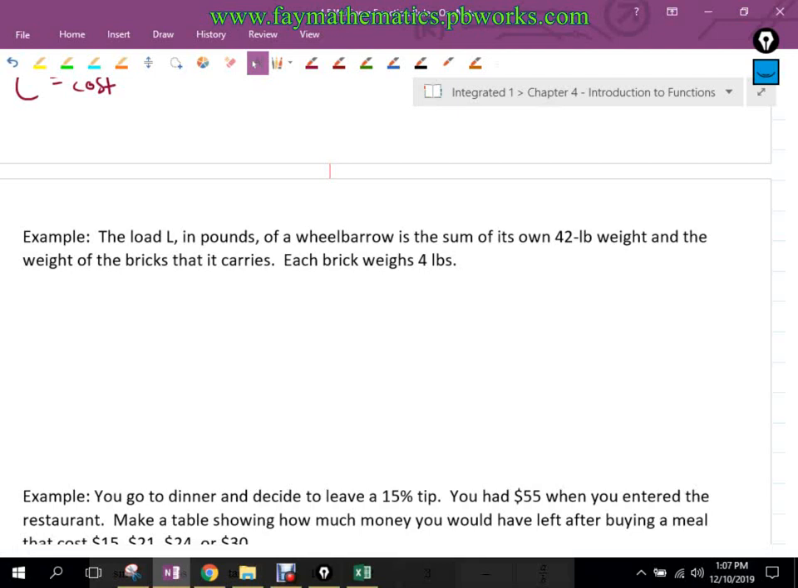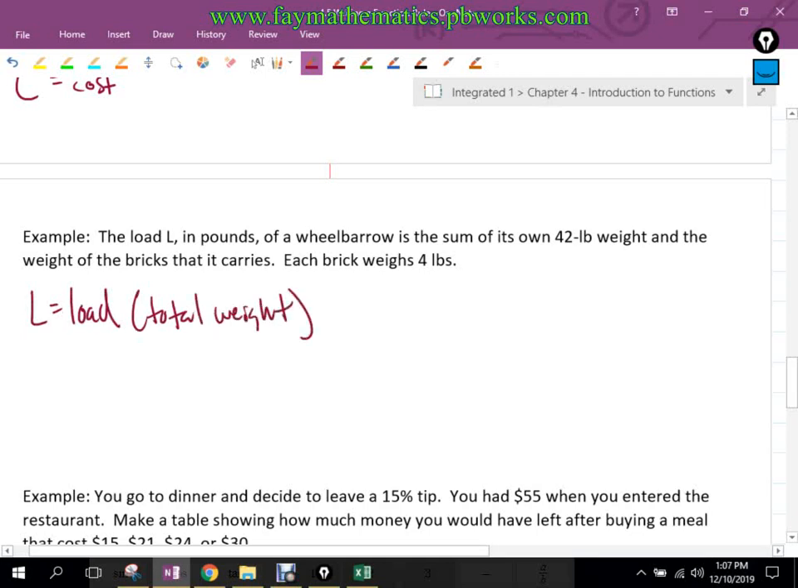It says the load L in pounds of a wheelbarrow is the sum of its own 42-pound weight and the weight of the bricks that it carries, okay? So load, which is your total weight, right? Okay. And then I have bricks. Which one of those depends on the other? Does weight depend on the amount of bricks, or do bricks depend on the amount of weight? Okay, so this is my dependent variable, and this is my independent. Okay? We cool with that?